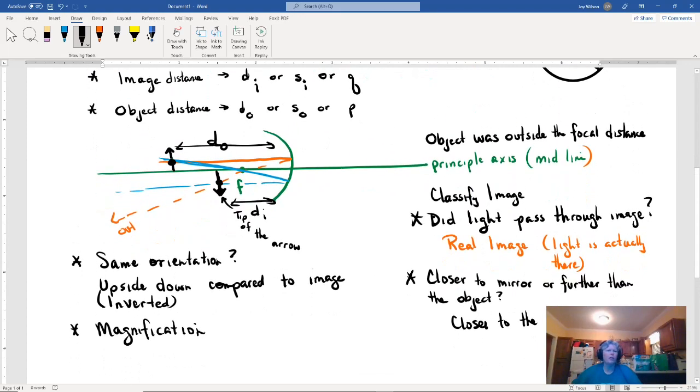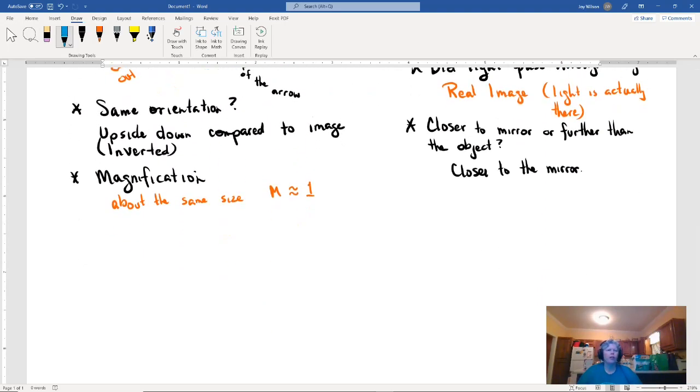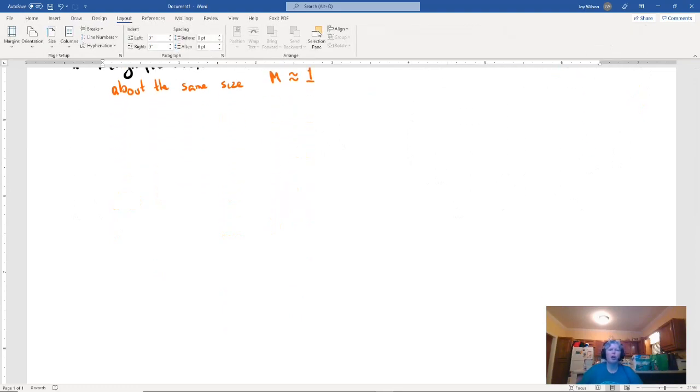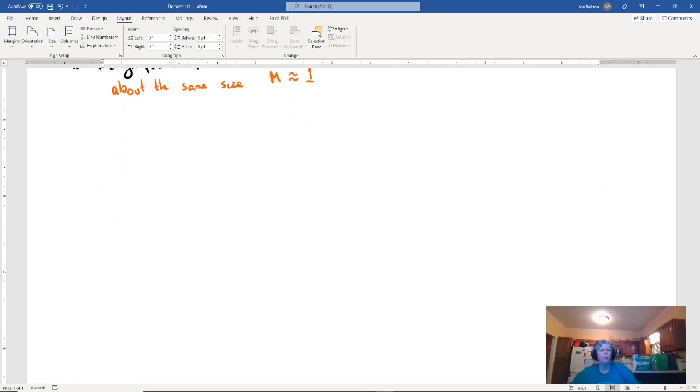In this case, I would have to do math to see, but to me it looks like it's probably about the same size. And so the magnification would be close to 1. In other words, when you look at the original and you look at the image, they would be a 1-to-1 ratio in terms of size. We'll do the math on that later. Okay, let's do another one of these and then we'll classify it. And then I'm going to stop there and we'll do the convex ones on the next video.